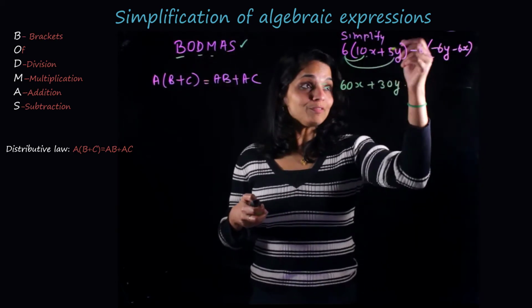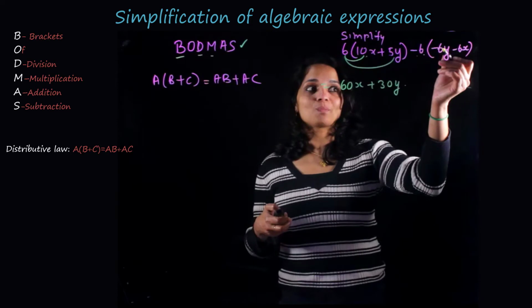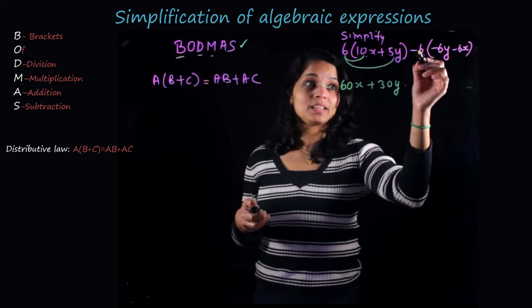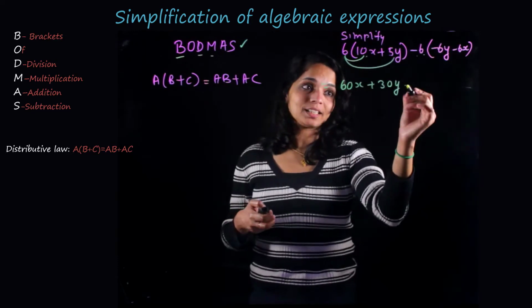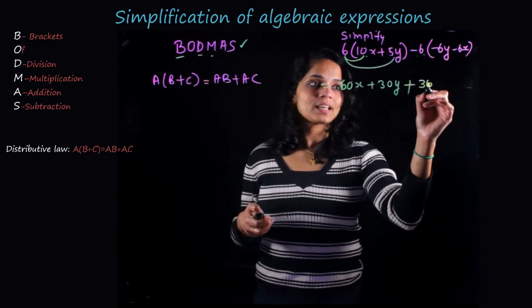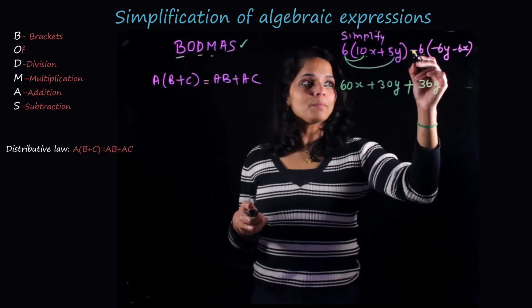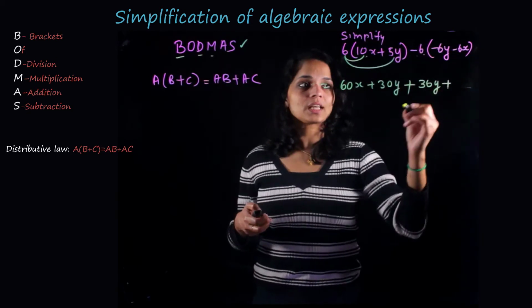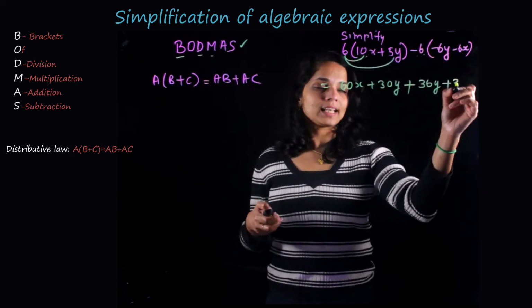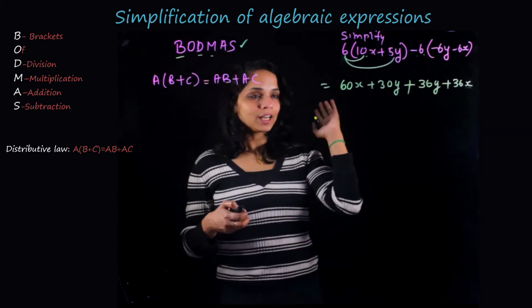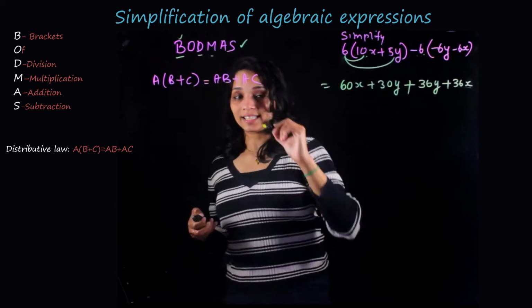And then we need to multiply minus 6 with minus 6y. So it's minus 6 times minus 6y. There are two negatives multiplied together, that will definitely be positive. And 6 times 6 is 36y. And then again, minus 6 with minus 6x. Two negatives give us positive, 36 again, 36x. Okay, so the brackets are done.